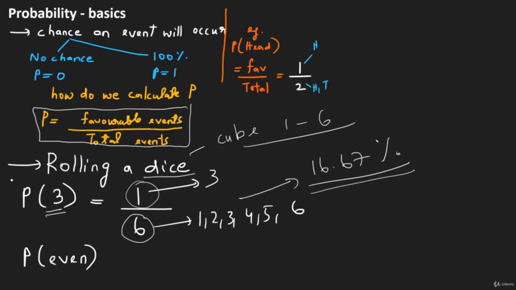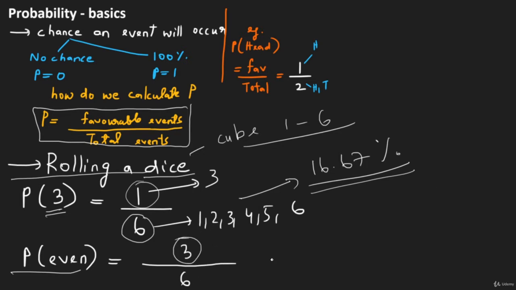Alright, now let's also find the probability to get an even number. So it's the same case. We are rolling a dice and we want to find out what is the chance to get an even number. Now again, probability is favorable events by total events. How many favorable events are there? There are 3 favorable events, right? And the total number of events is 6.